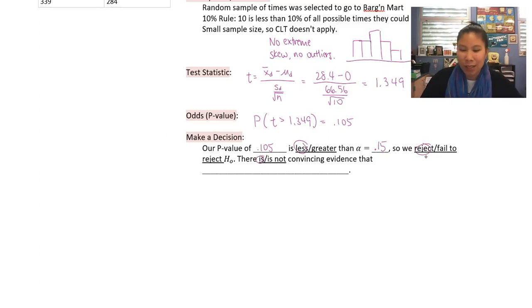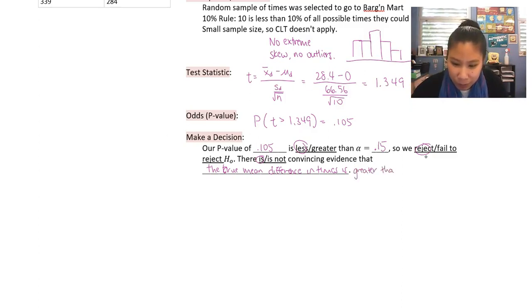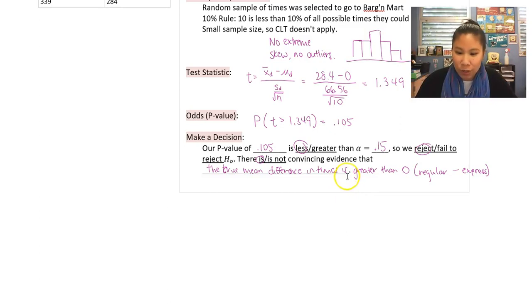There is evidence that the true mean difference in times, I'm going to shorten this a little bit, is greater than 0. I'm also going to put that we subtracted regular minus express. Wow, I can spell. So that our reader knows this is how we subtracted and that's how we got a positive number. So this means that the express lane is actually faster.